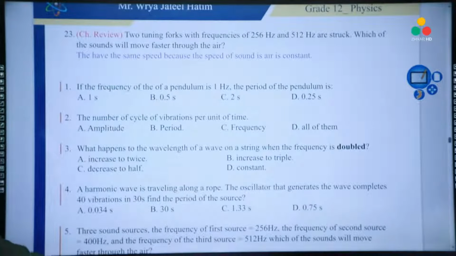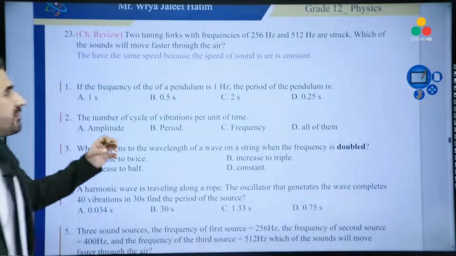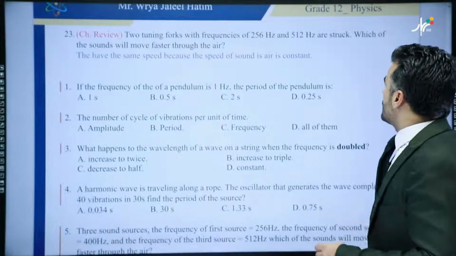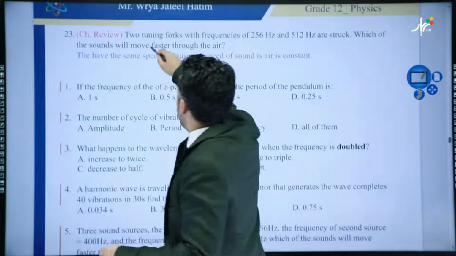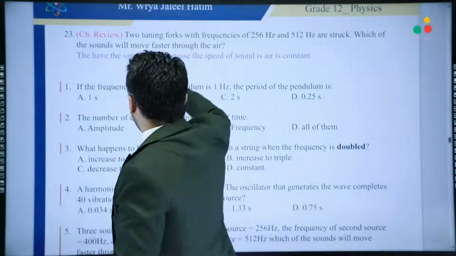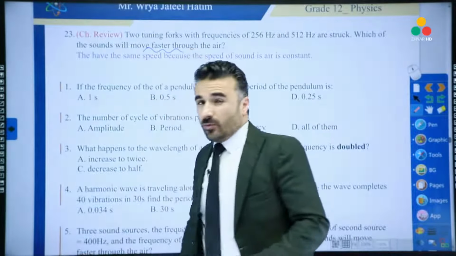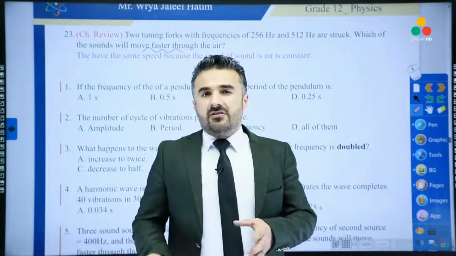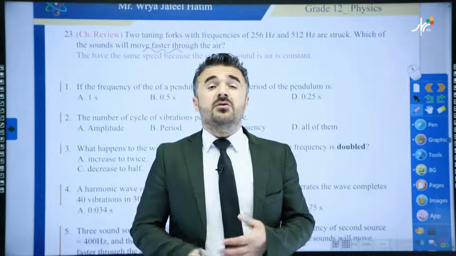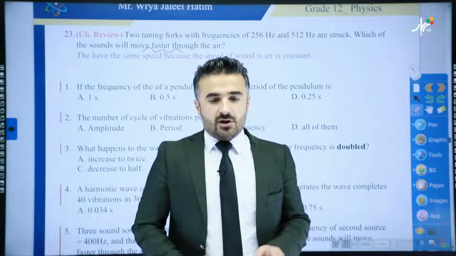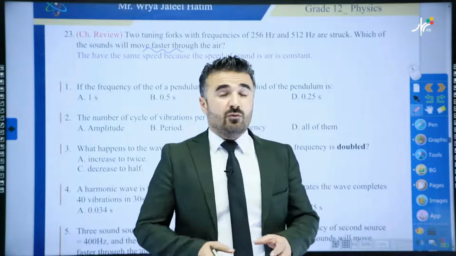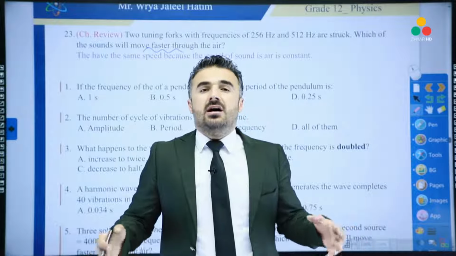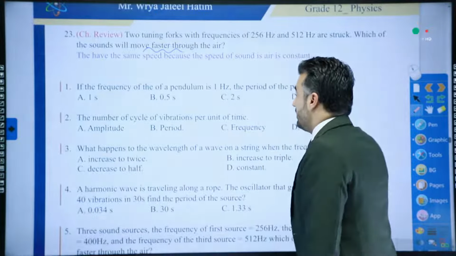Okay, now, question 23 says what? Two tuning forks with frequencies 256 Hz and 512 Hz are struck. Which of the sounds will move faster through the air? Remember, since it is the same medium, and of course it is air, these two waves will have the same speed, even though they have different frequencies. Because remember, we said the speed of a wave will always remain the same if it is in the same medium, assuming there's no change in the medium, like temperature or any other variables.